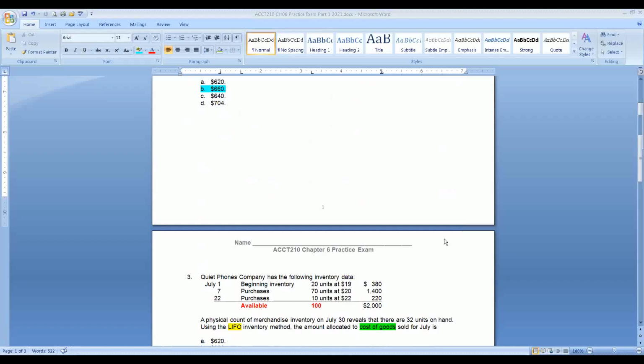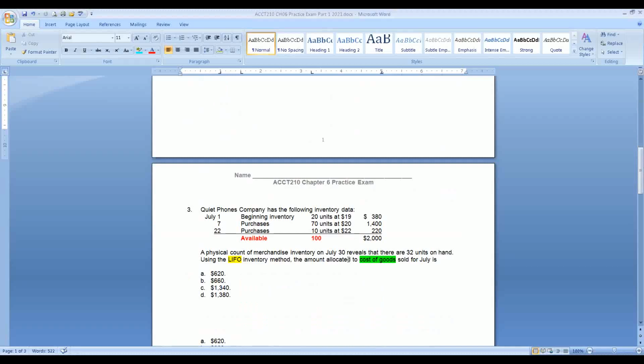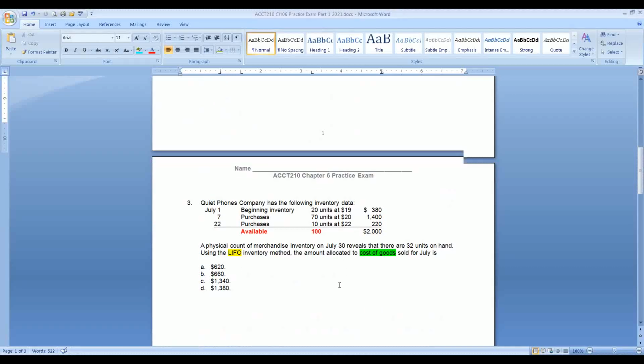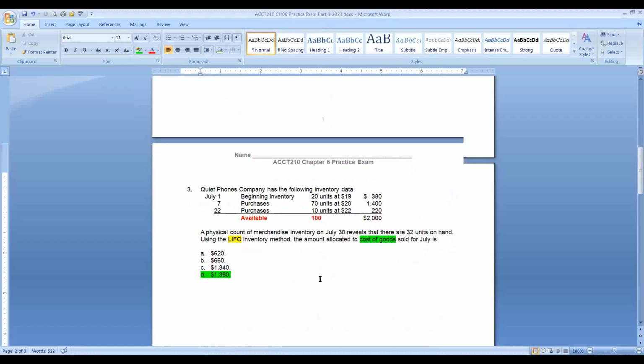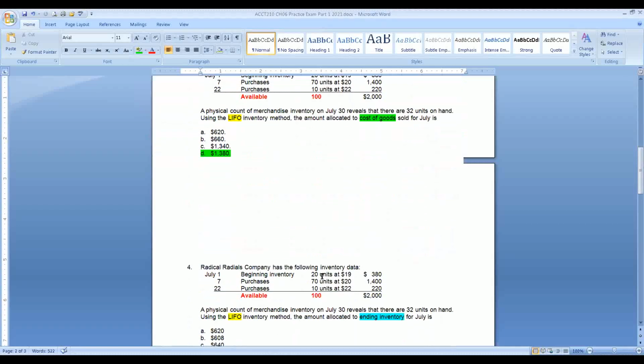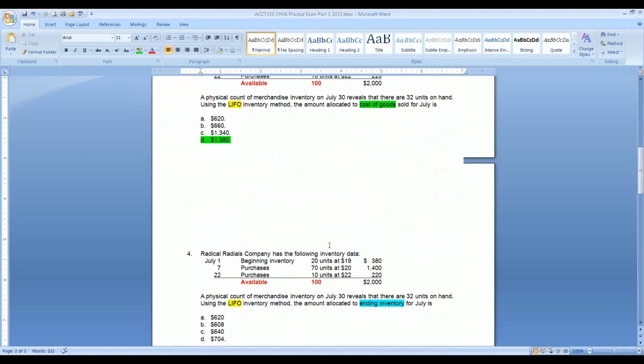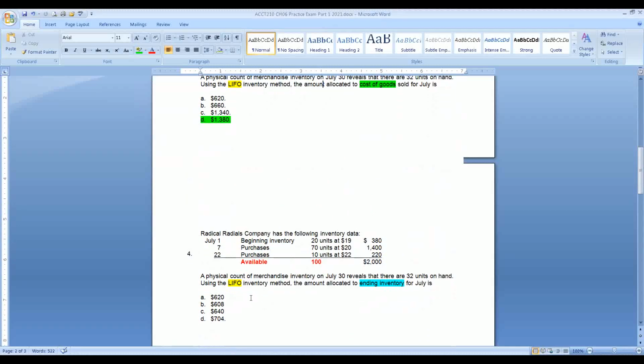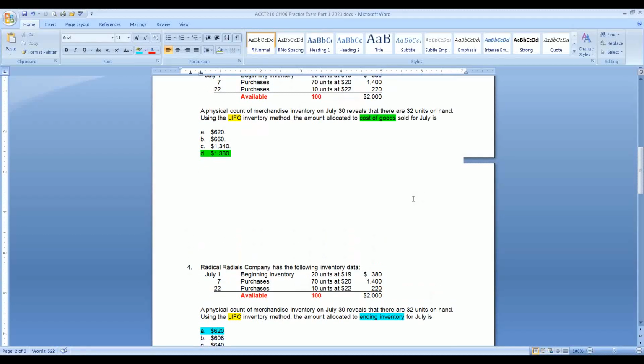Okay, let's see here. Question 3 and 4. This one is absolutely right. The entire class got that one right. And question 4, 1620 is the correct one. You guys got that right too. So you guys are doing very well. 4 for 4.